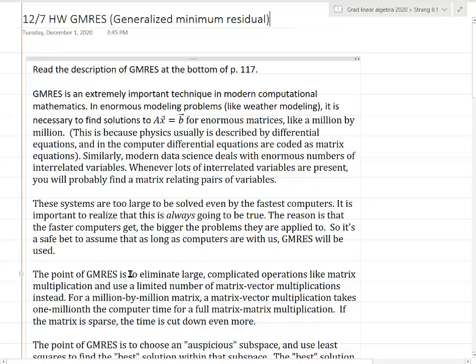Okay, the point of GMRES is to eliminate large, complicated operations like matrix multiplication and use a limited number of matrix-vector multiplications instead. For a 1,000,000 by 1,000,000 matrix, a matrix-vector multiplication takes 1/1,000,000th the computer time of a full matrix multiplication. So you can think about what that means. Multiply a 1,000,000 by 1,000,000 matrix times one vector. How much time does that take? Or multiply a 1,000,000 by 1,000,000 matrix times another 1,000,000 by 1,000,000 matrix. How much time does that take? And you'll see that the time for the first is a lot less than the second.